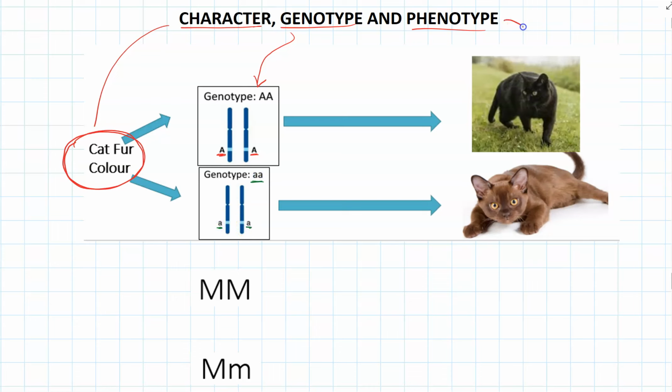And then the phenotype is the actual physical characteristic that's caused by the genotype. Pheno is physical. And trait is the other word for phenotype, physical trait. So in this case, we've got a black fur phenotype in this cat. And the other cat down the bottom has brown fur as its phenotype. So it's like the version of the characteristic.